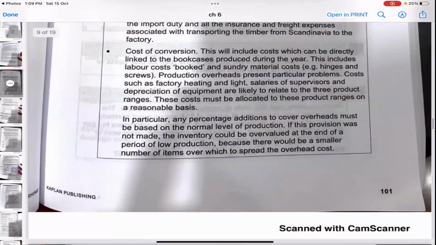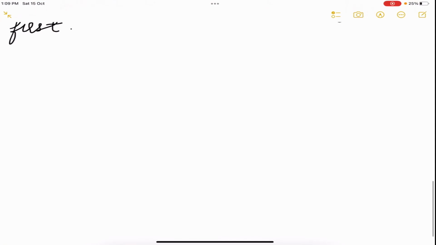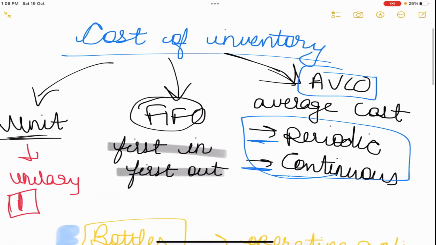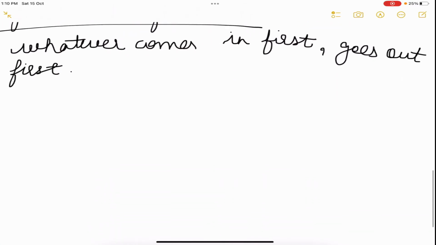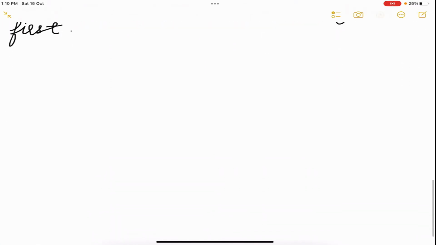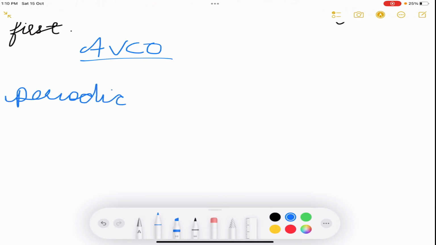Okay, now let me tell you guys how to use the average costing method. We'll be doing this average costing method. As we have already studied, there are two types of average costing method. The first one is the periodic and the second one is the continuous. So first, let us do the periodic method. How do you do the periodic average costing method?